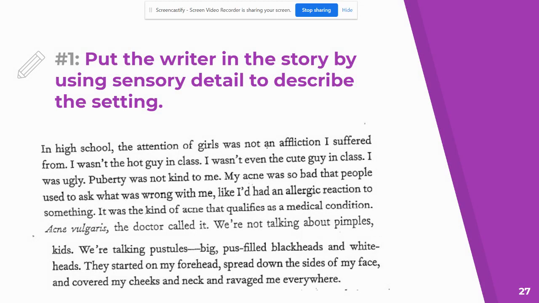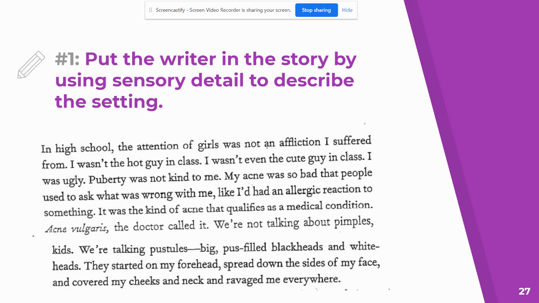I should have. Notice it looks a little weird because it was from two different pages, so I had to do two different screenshots. In high school, the attention of girls was not an affliction I suffered from. I wasn't the hot guy in class. I wasn't even the cute guy in class. I was ugly. Puberty was not kind to me. My acne was so bad that people used to ask what was wrong with me, like I'd had an allergic reaction to something.